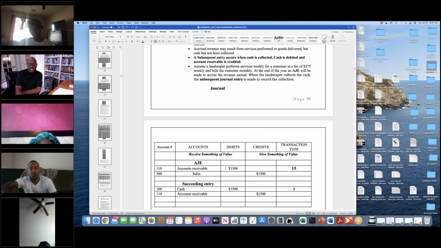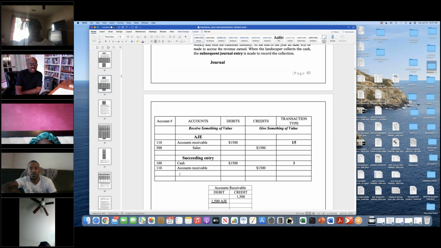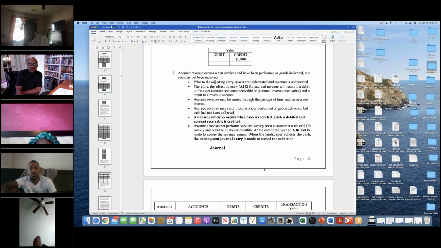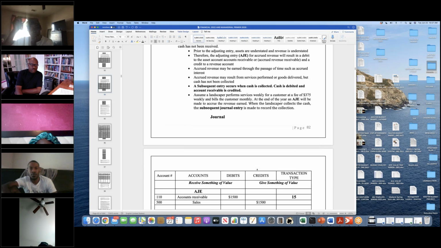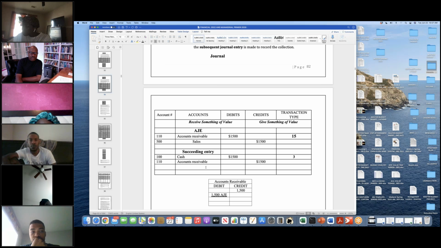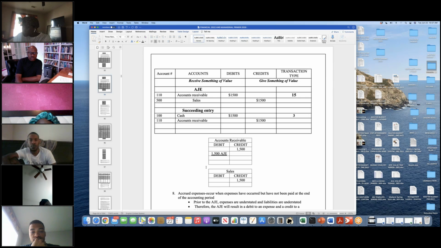So we get to December and 4 weeks are performed, and so we debit accounts receivable, credit sales. That's the type 15. And then in the next year, when the cash is received, we simply debit cash and credit accounts receivable. So that is the accrued revenue, which you've seen. That's the third adjusting entry, accrued revenue, where a cash transaction occurs after the fact. So you should be fairly familiar with that.